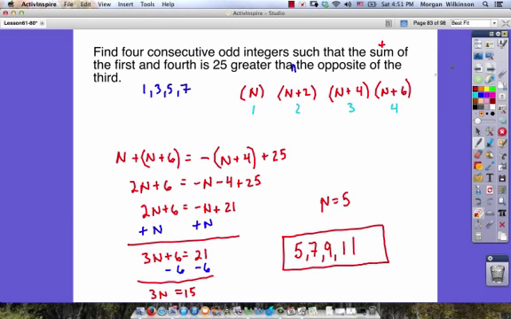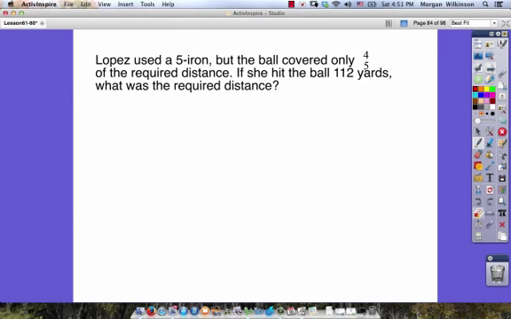Let's move on to our next problem. Lopez used a 5-iron, but the ball covered only 4/5 of the required distance. If she hit the ball 112 yards, what was the required distance? So in this problem, we need to use the keyword of, and that's going to help us find the answer to this problem, because we know 4/5 of the required distance.